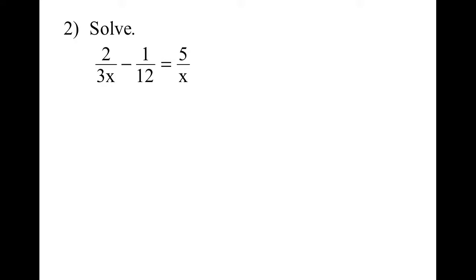All right, it's getting a little bit more complicated. So I need to pick a number that 3 and 12 both divide into, and a variable that x divides into. So together it would be 12x. Now, why don't you try and solve this one on your own? Pause the recording.